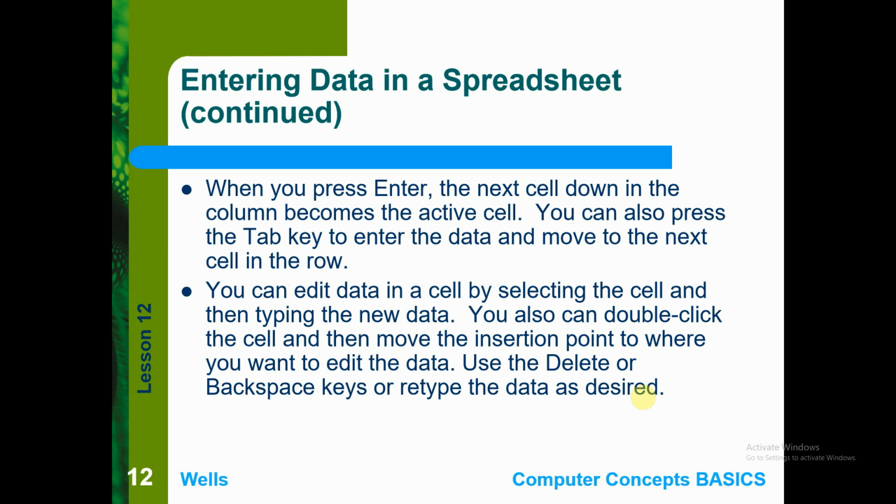You can also press the Tab key to enter the data and move on to the next cell in the row. Editing the data is done by selecting the cell and then typing the new data. There is also the formula bar above, after the formatting tools, where you can edit the selected cell, or you can edit directly in the spreadsheet. Double click the cell and move the insertion point to where you want to edit the data, or use Delete and Backspace to delete the current data and retype what you want.